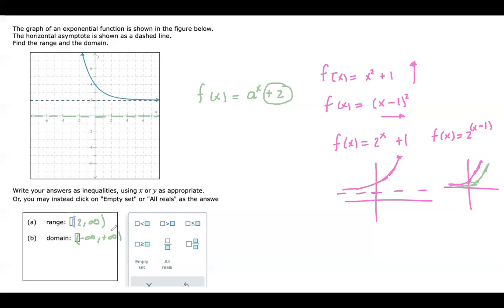So this will allow you to do a few problems from the activity. So give it a shot, and later on we will see a bit more about this topic.